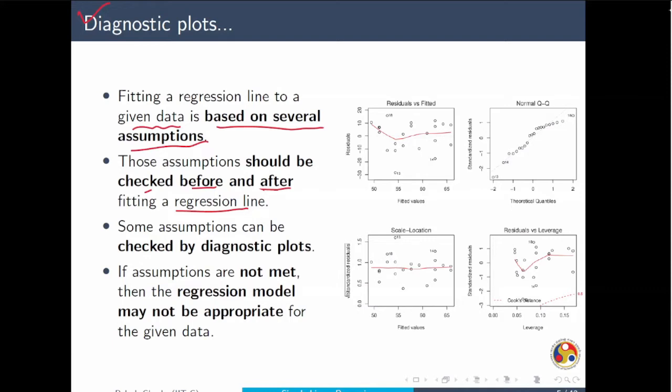Some assumptions can be checked by the diagnostic plots, and these are the diagnostic plots. I will come into that later with respect to specific examples. As of now, you just assume that these are the diagnostic plots. If these assumptions are not met, the regression model may not be appropriate. So you have data and you are trying to fit a regression model, but once you check those assumptions and they are not met, it's better not to fit the regression model there. There are a lot of other statistical models that you can think of, or you can play with, to see whether those models fit well enough or not.